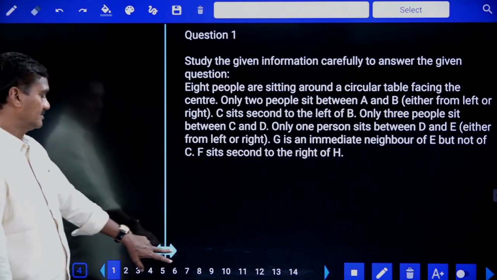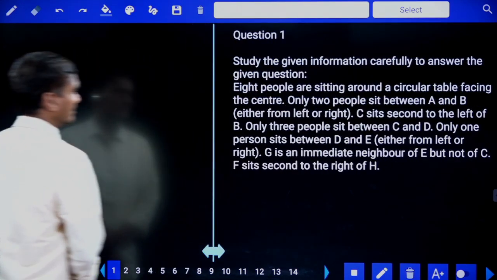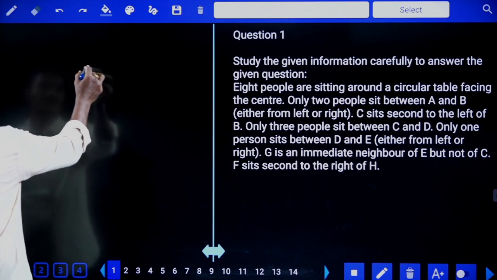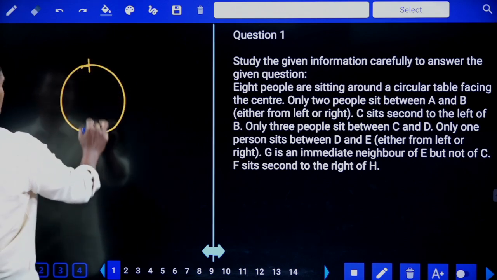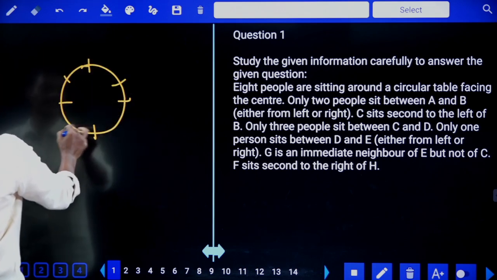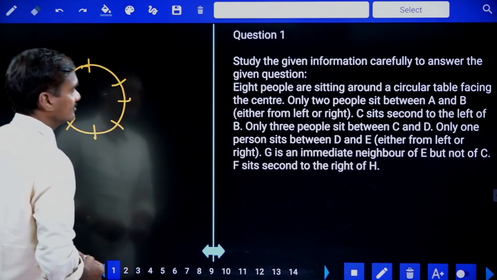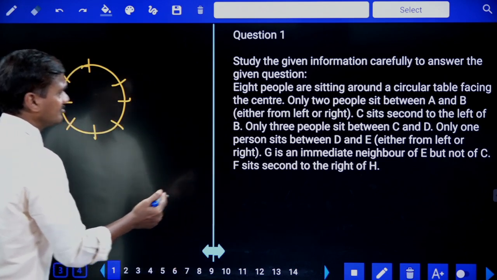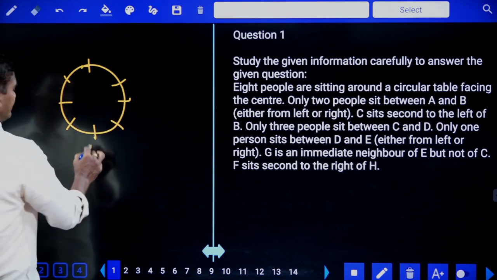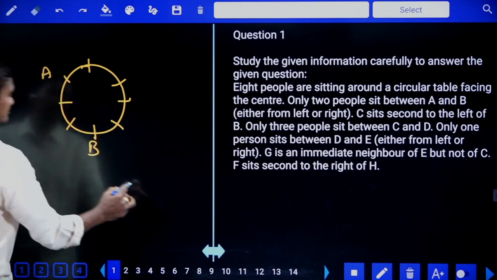Yes, your time is up. Then coming to this one. 8 people are seated around a circular table: 1, 2, 3, 4, 5, 6, 7, 8. Coming to the first information, only 2 people between A and B. B is here, A will be here as the first possibility, and the second possibility is on the other side.